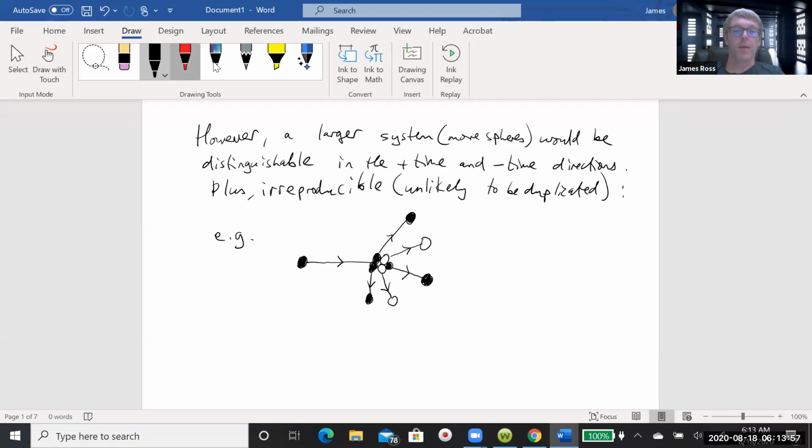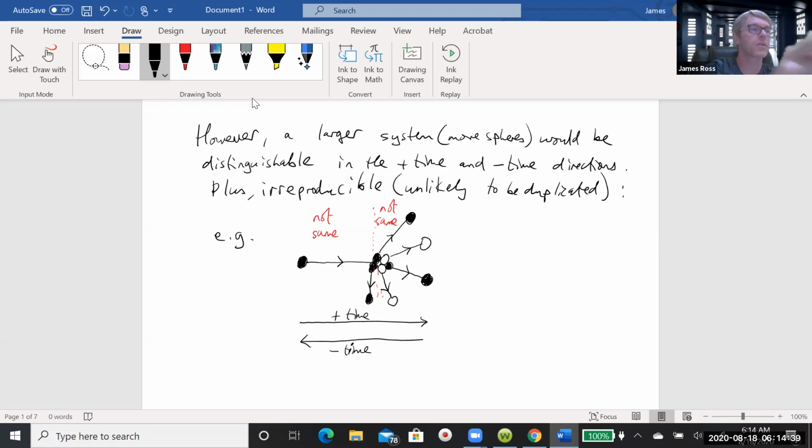Well, first of all, we've lost our symmetry, right? This is not the same to the left of that line, and this is not the same to the right of that line. So we've totally lost it, it's distinguishable now, we've lost the symmetry, plus there's no way we could reproduce that in a likely scenario. So plus and minus time are clearly different, but now they're irreproducible as well.